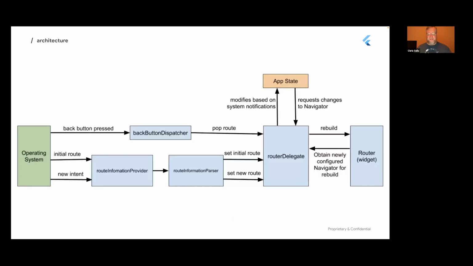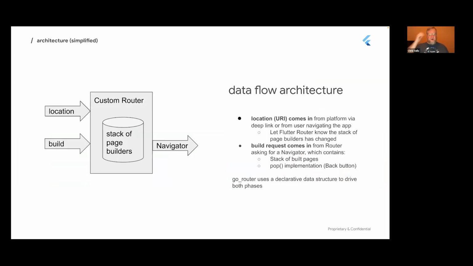Now, briefly, if you're familiar with Navigation 2 or the router API, you might have seen this diagram before. This is the state transition, the data flow diagram. I'm not going to spend any time on this except to say this is where the flexibility comes from and the complexity.